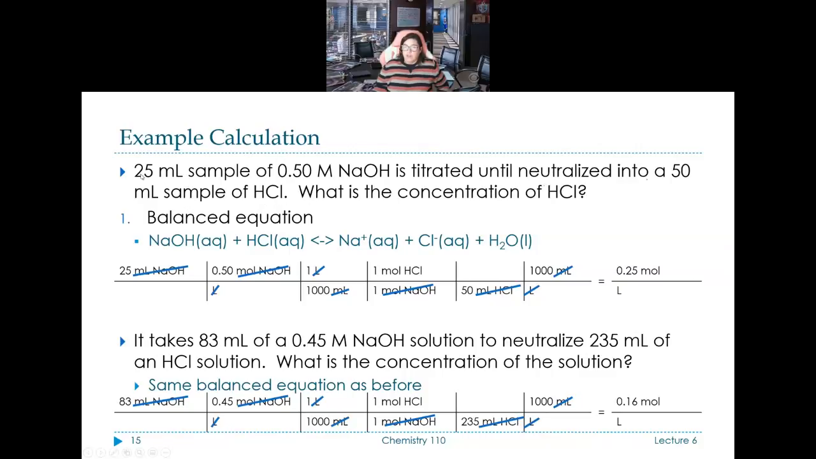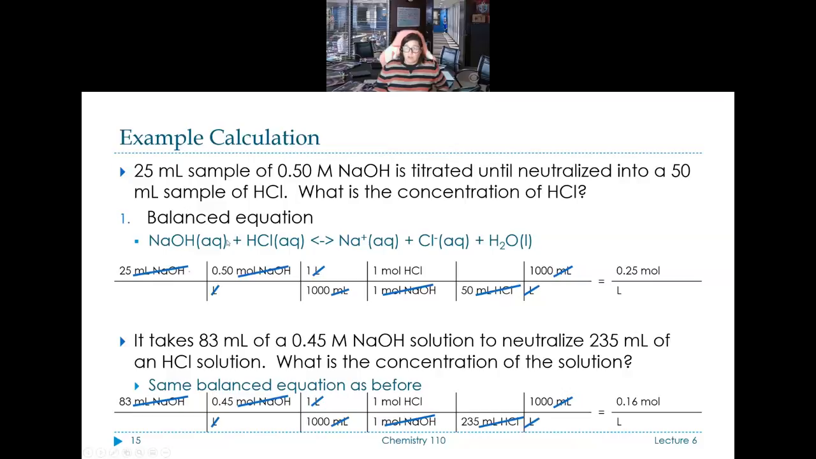Okay. So I have a volume of NaOH. Volume, concentration. So I can multiply those together to get the number of moles of NaOH. Once I know the number of moles of NaOH, then I can figure out the number of moles of HCl, because it's a one-to-one relationship between the two of those in my balanced equation. So I can get to the number of moles of HCl. I can divide by the volume of HCl to get a concentration. So that's exactly what we're doing here.